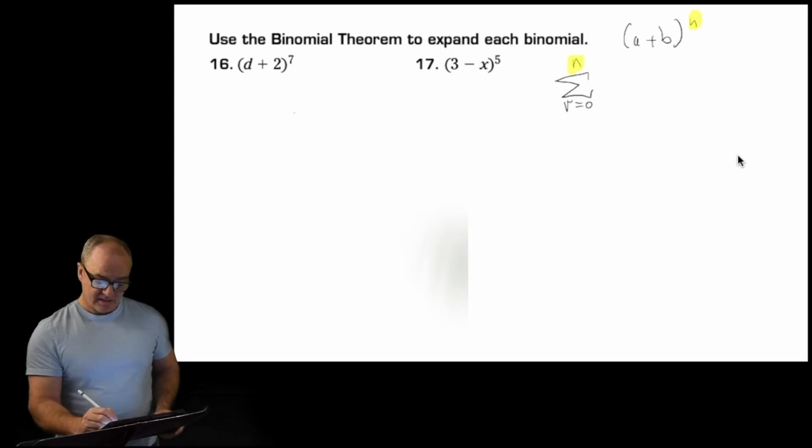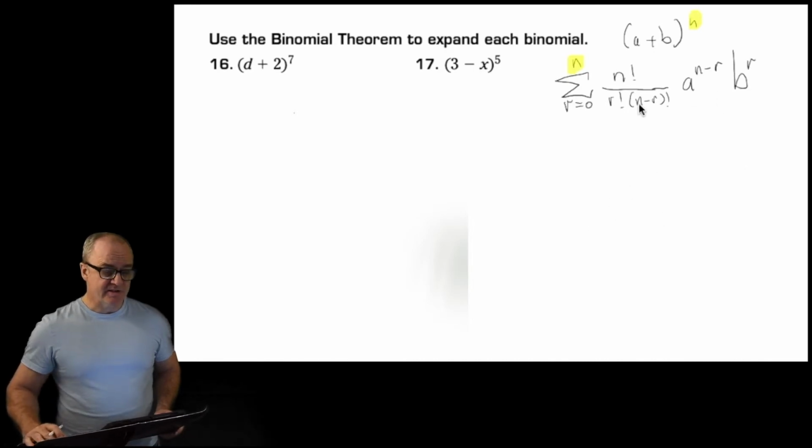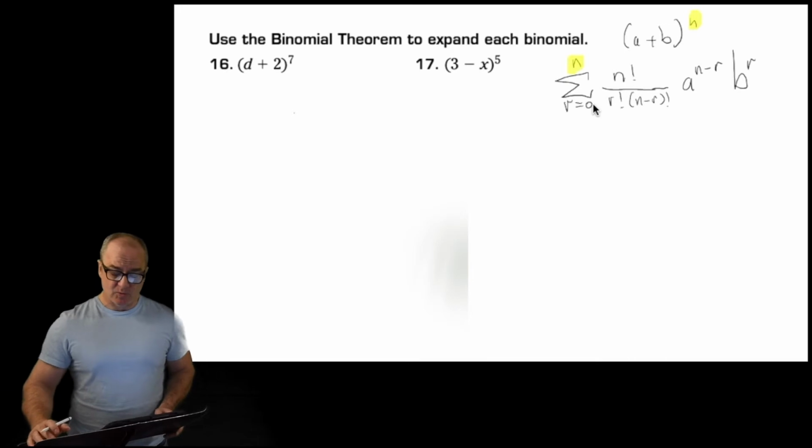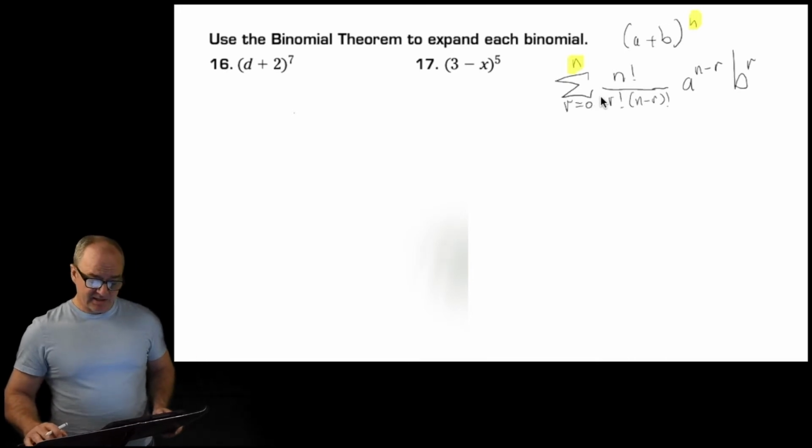So then you wind up with n factorial on the top, r factorial, and (n minus r) factorial on the bottom. Your a will be raised to a power of n minus your counter, the degree minus the counter, and your b will just be raised to r. One word about this counter, since it starts at 0, if you're interested in the first term, r is 0. If you're interested in the 10th term, r is 9. If you're interested in the 5th term, r is 4.